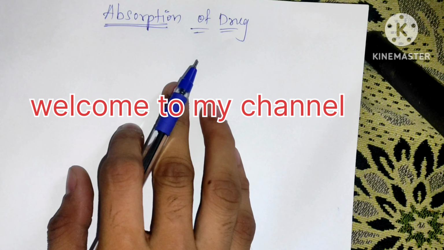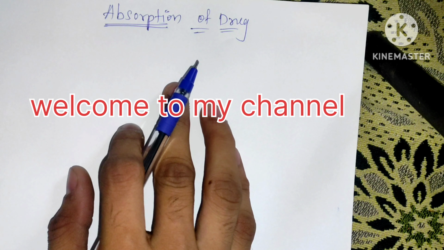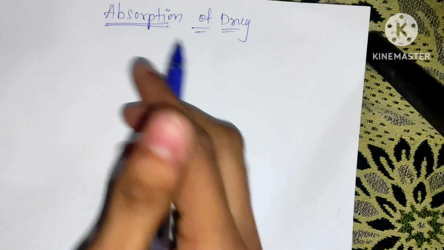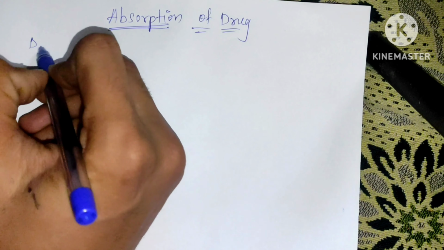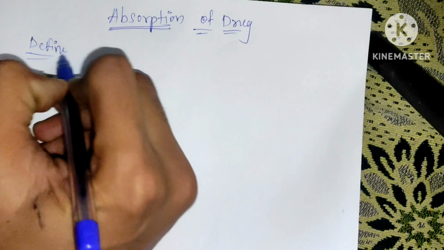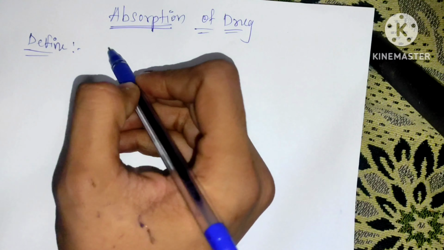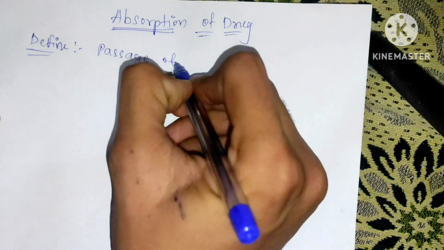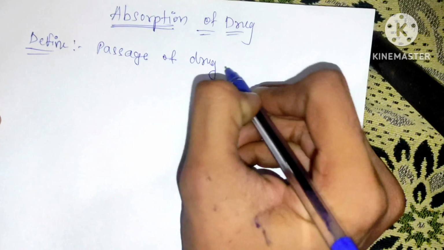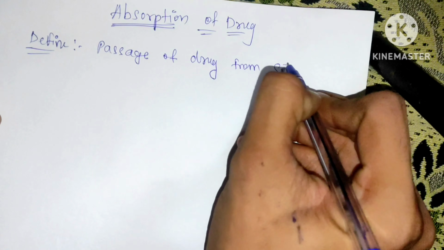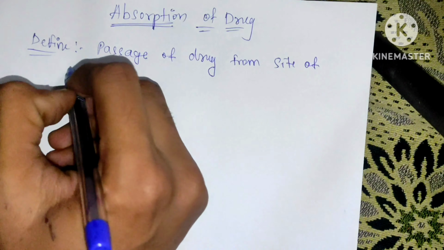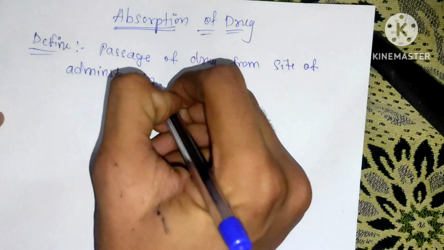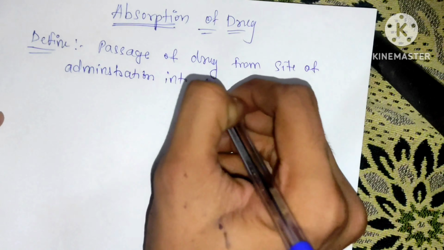Today we will discuss the absorption of the drug. So basically, what is absorption? First we will define what is actually absorption. A passage of the drug from the site of administration into the circulation.